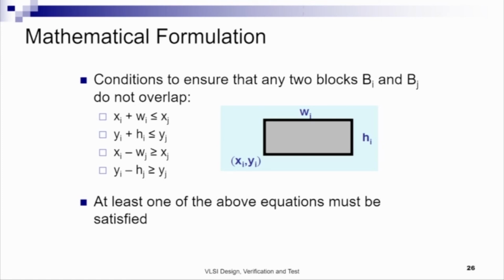So, these 4 constraints need to be ensured. At least one of these 4 constraints needs to hold to ensure that no two blocks Bi and Bj will ever overlap.